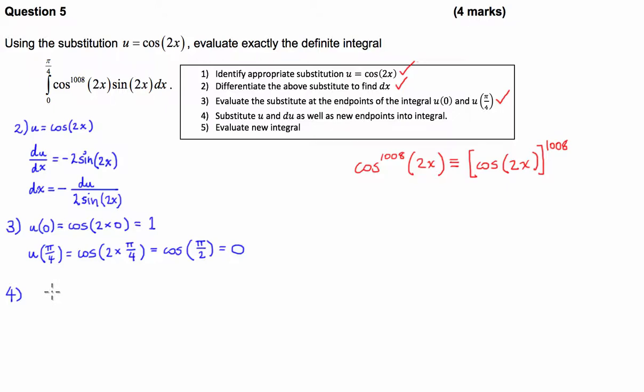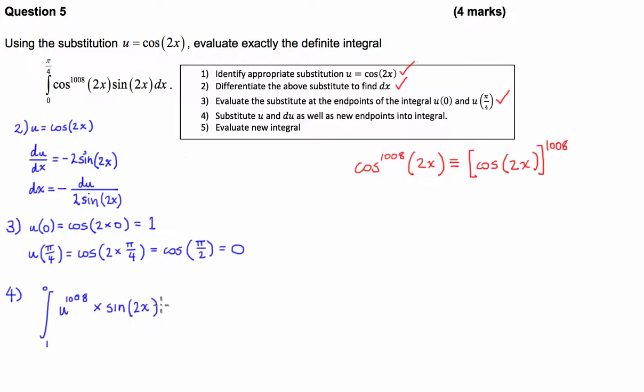Cool. So from here, guys, let's write our integral sign and substitute in our endpoints. So instead of 0, we're going to write 1. And instead of pi on 4, we're going to write 0. Now from here, it's easy to see that rather than writing cosine of 2x to the power of 1008, we're going to be able to substitute u in here and put that to the power of 1008. Now we're still going to have our sine of 2x here because we don't have a substitute for that. But rather than writing dx, we're going to be able to substitute in this negative du on 2 sine of 2x.